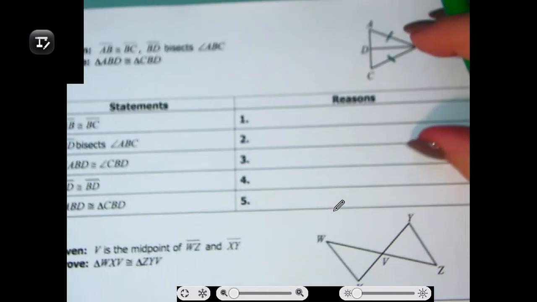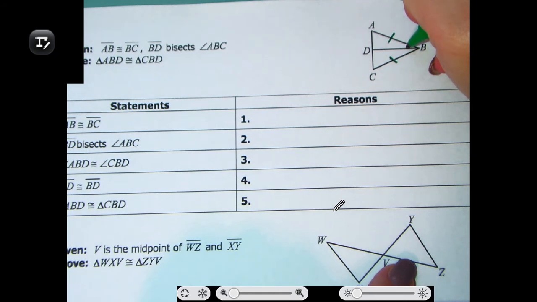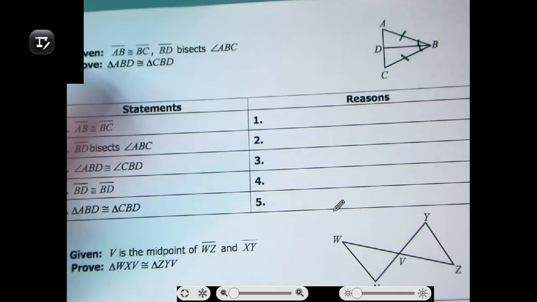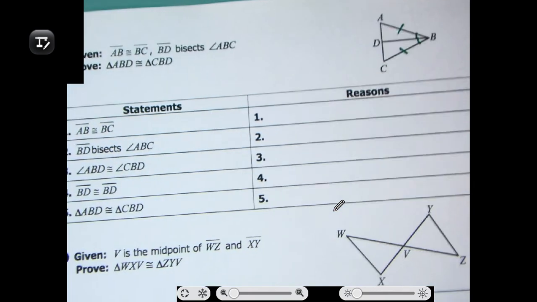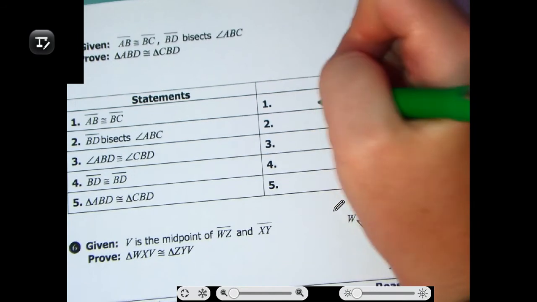So what that means is that those two little angles are congruent. So congruent and congruent. Those two are equal to each other. So those are two things we're given. So let's go to our statements and our reasons. So AB is congruent to BC. What would we write? Given.